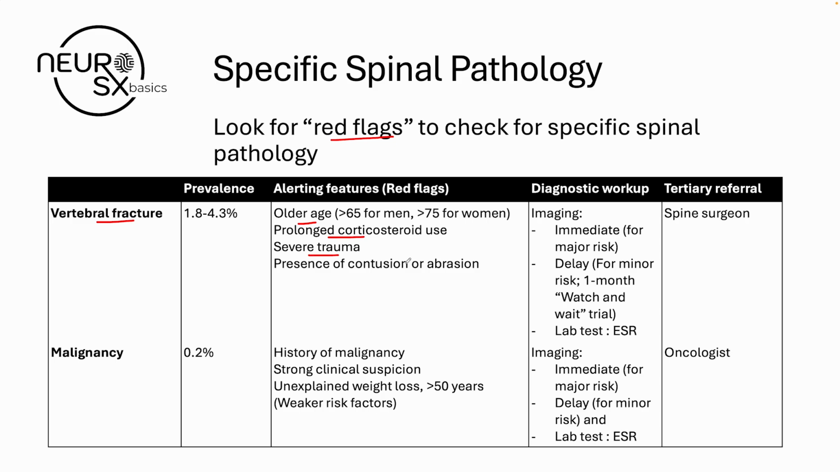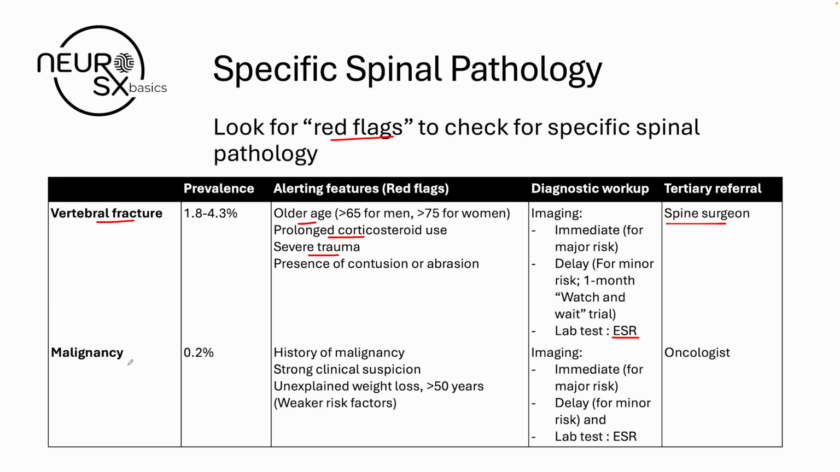If you're suspecting based on these red flags that a patient might have a vertebral fracture, what should you do? You should immediately get some imaging for patients who have a major risk for a fracture. And if it is a minor risk, you can actually delay the imaging for some time and give them a watch and wait trial and see what happens. But that's only for patients who are at a minor risk of a vertebral fracture. And you can get an ESR to look for any changes. If a vertebral fracture is evaluated and found out to exist, you refer the patient then further to a spine surgeon.